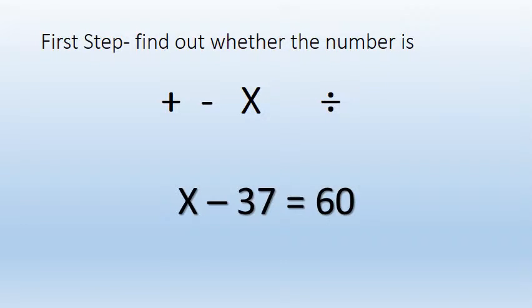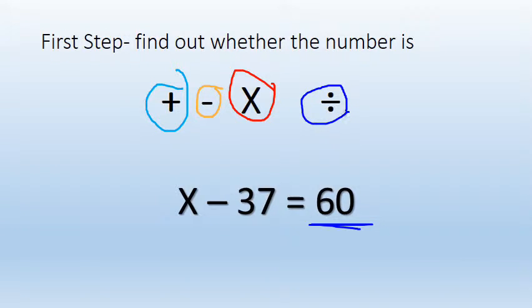The first step is we need to find out what we're doing to the number to get it to equal our final answer. We need to figure out if we are adding, subtracting, multiplying, or dividing our number. In this example, we are subtracting. Once again, our first step is to find out what we are doing to our number.